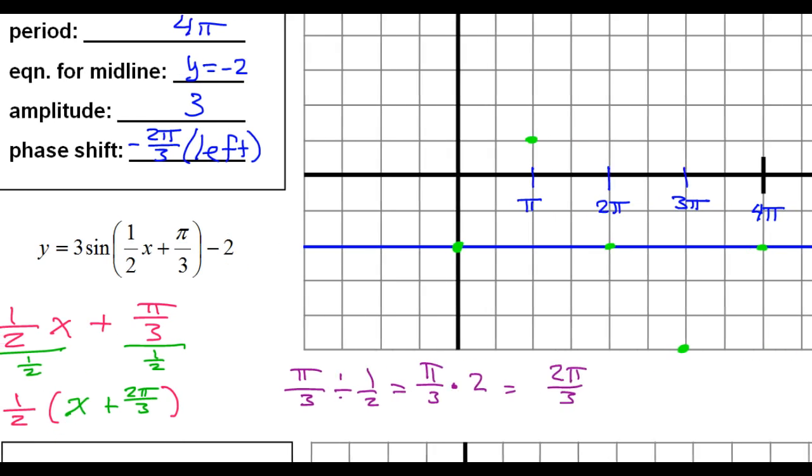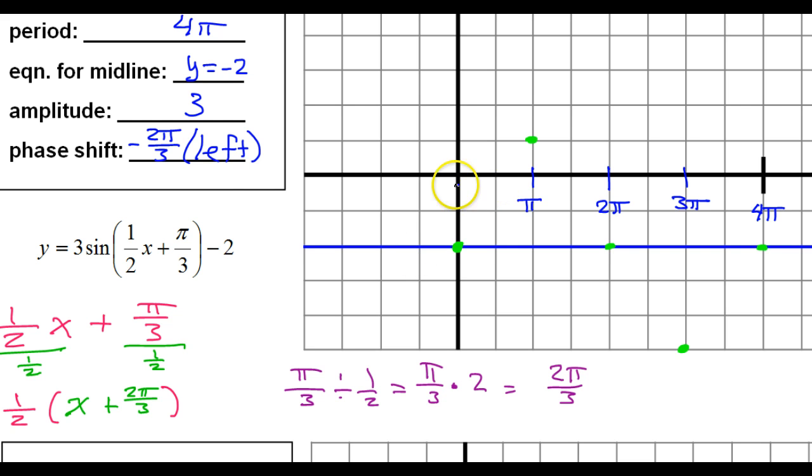Again, this phase shift is telling me to take each of these 5 skeleton points and shift them to the left by this amount, 2/3 pi to the left. It's just a matter of, on this scale, how much is that? Is that 1 square, 2 squares? Is it less than a square?